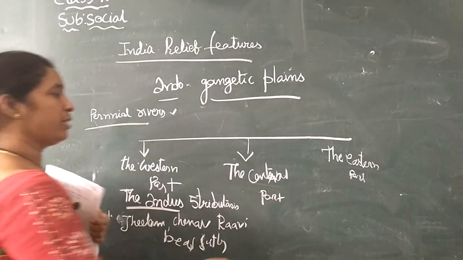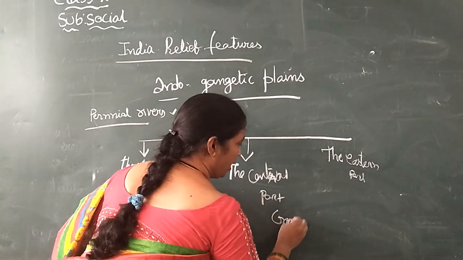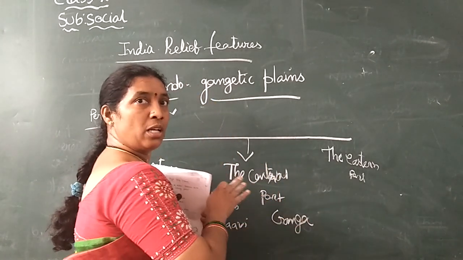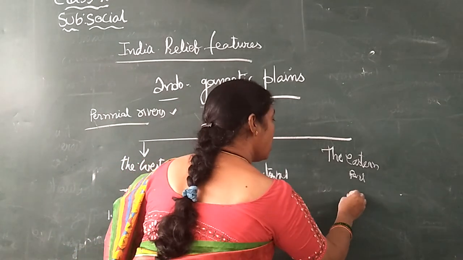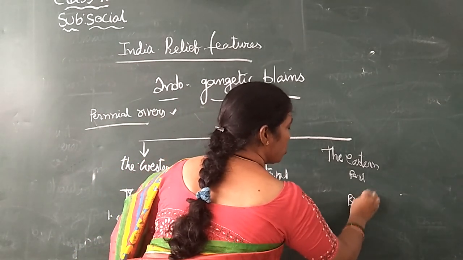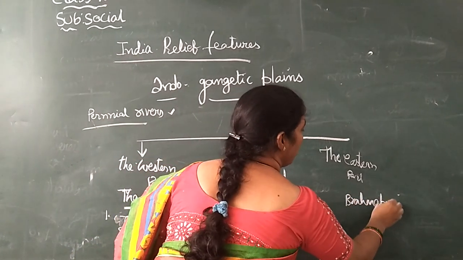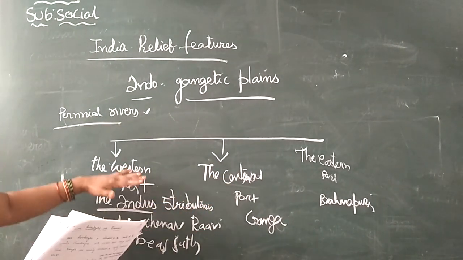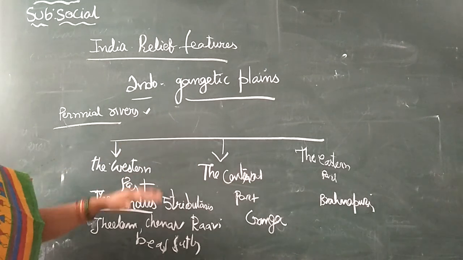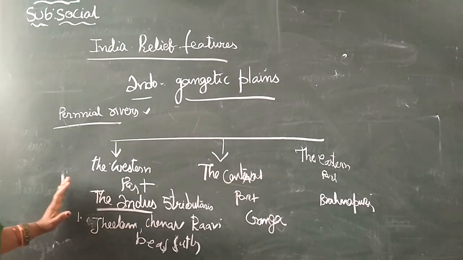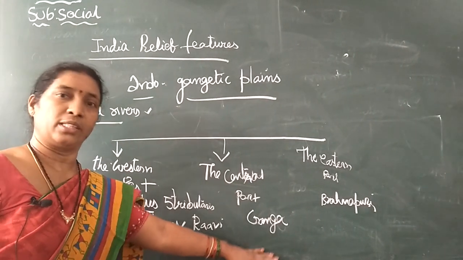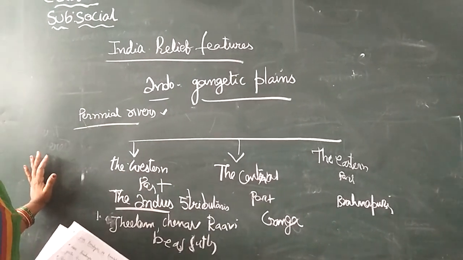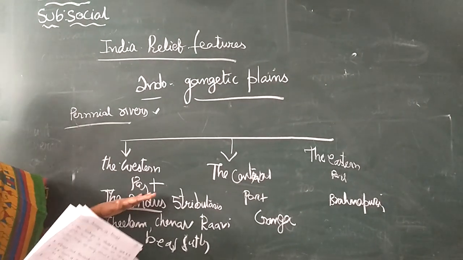The central part is the Ganga River and its tributaries, and the eastern part is the Brahmaputra River. So with these 3 perennial rivers as sources for the northern plain, we have very good alluvial soils and silts formed. Because of that, the northern plains are the most fertile lands in India.